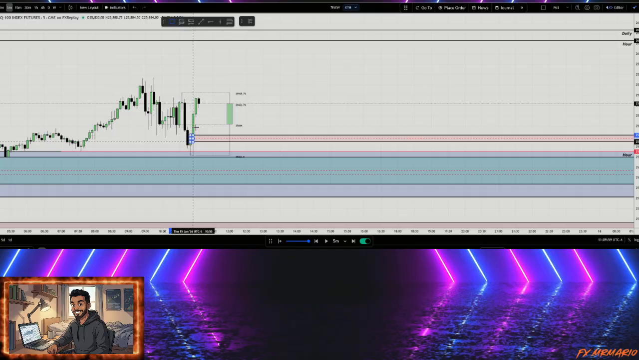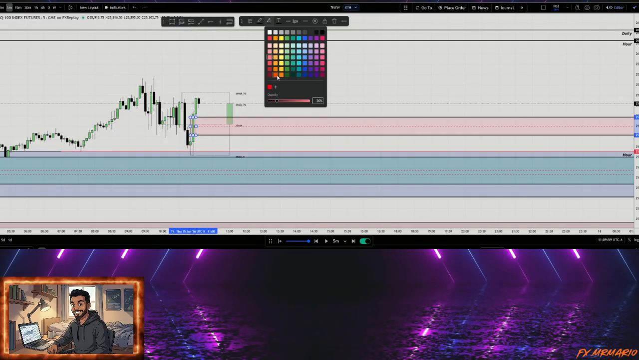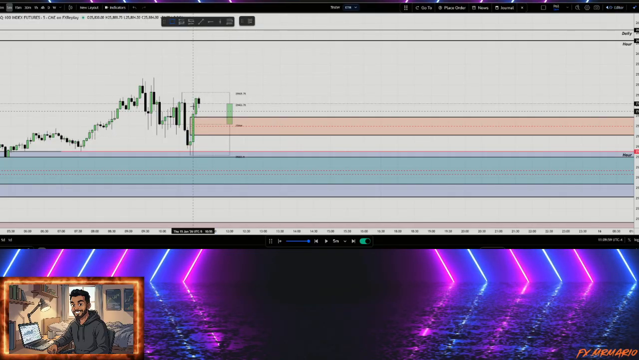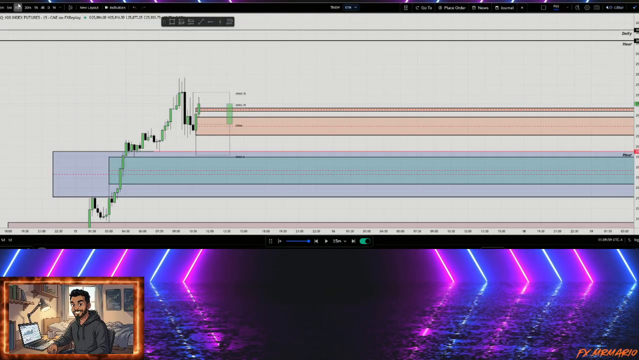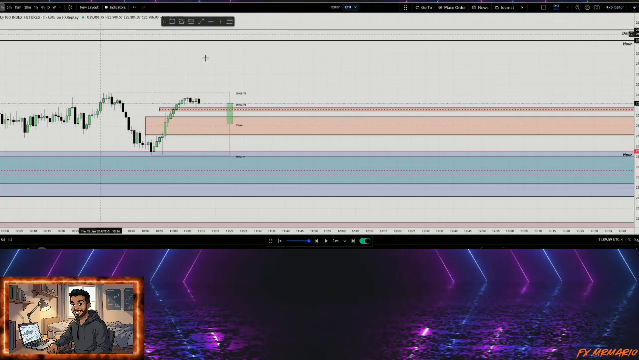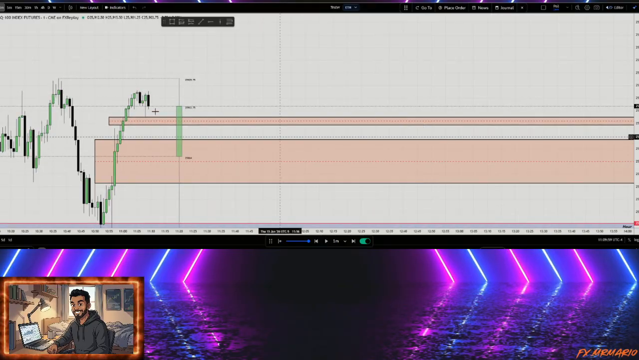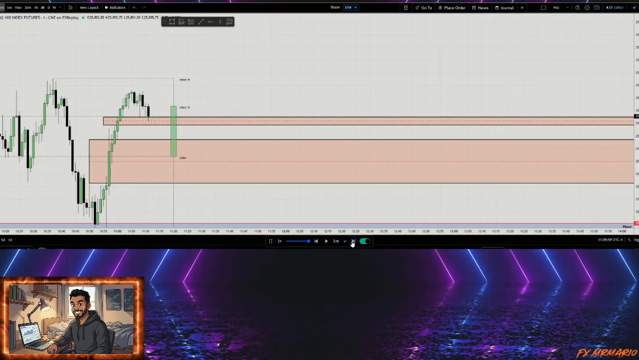We have a fair value gap here. Let me make that orange then. We have a fair value gap there. We have a fair value gap here. On the 15-minute, I don't have anything except those reversals. So let's see what happens.